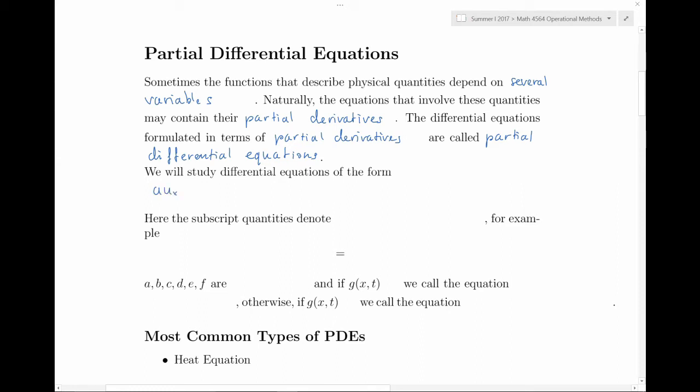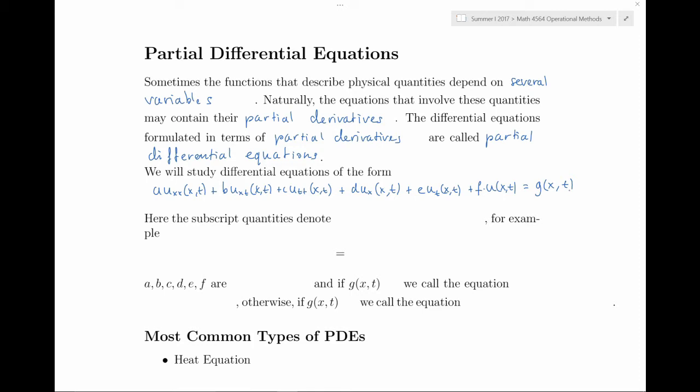We have a partial derivative in terms of x twice. We may have some mixed derivatives. We may have derivative in terms of time. We may have single derivatives involved. Naturally, we may have a function itself in non-differentiated form involved. And there could be a right-hand side that depends on x and t only, where the left-hand side depends on x and t and the function u.